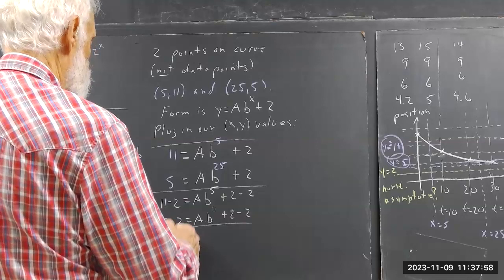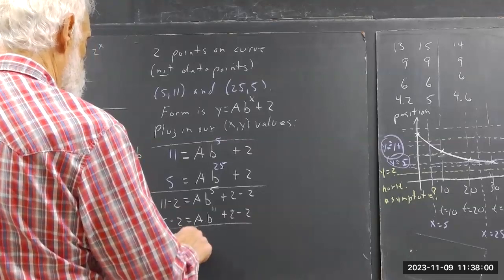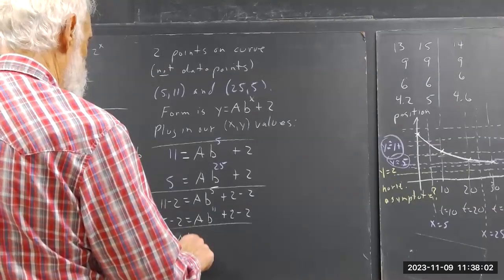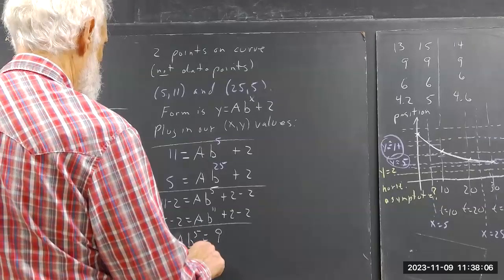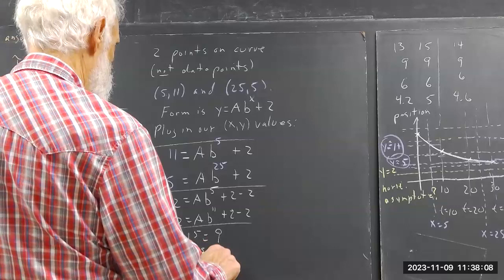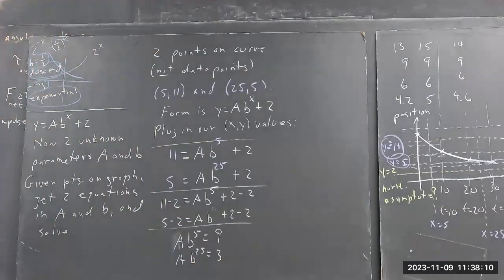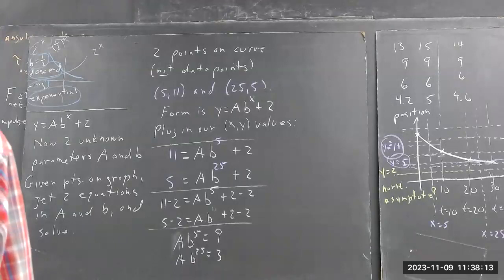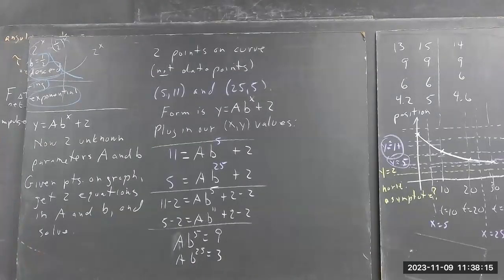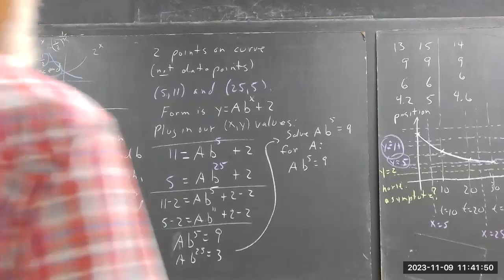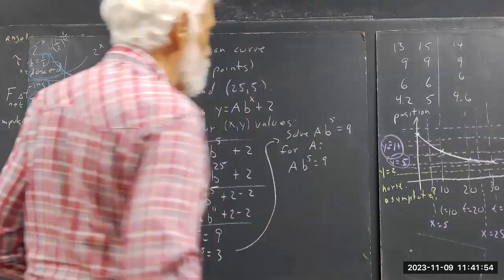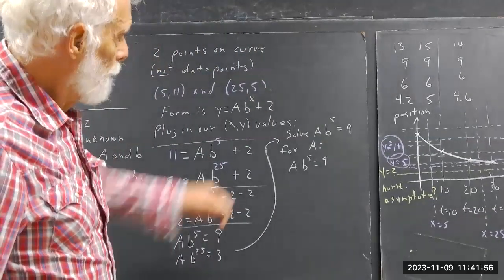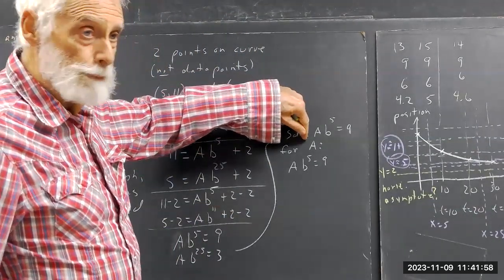Okay, so this reduces the equation to 9. But let's just write it with our parameters on the left. A b to the 5th equals 9. And A b to the 25th equals 3. Okay. So, very good suggestion. Okay, try a couple of things. But really what it comes down to is we want to solve this equation for A.